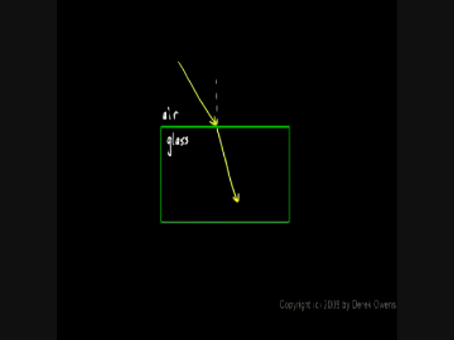So if we were to draw a normal right here perpendicular to the surface, we get two angles, and the angles are always measured relative to the normal. This angle is the angle of incidence, and we commonly represent it with the letter I. And this angle down here is the angle of refraction.